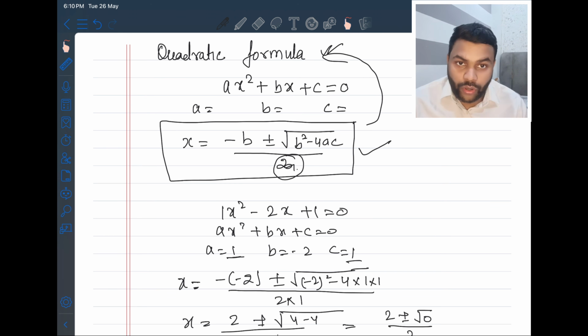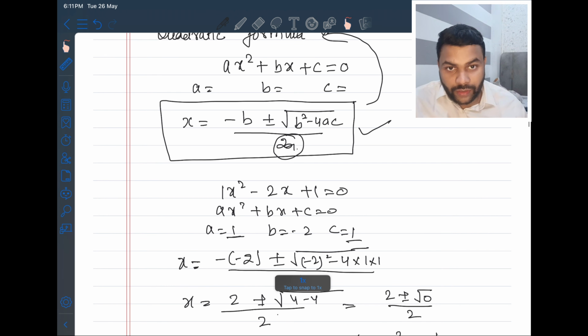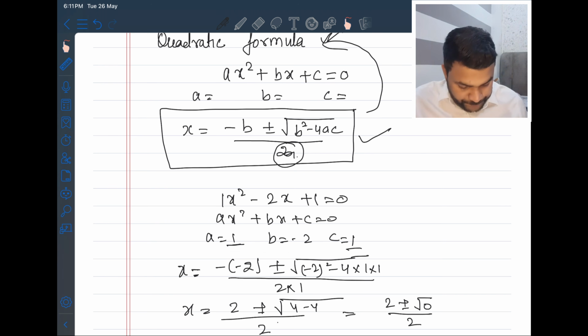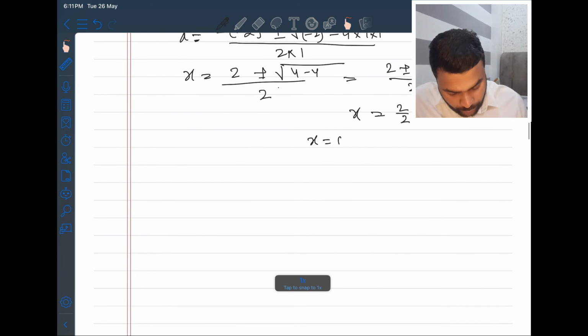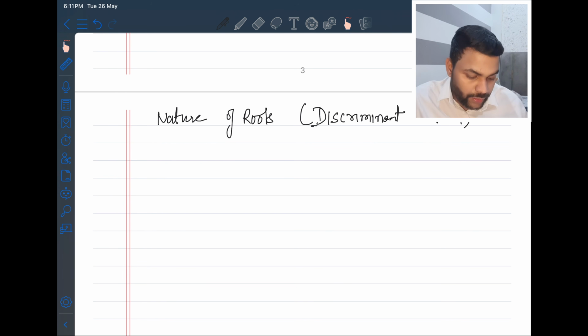We also call this formula the Sridhar formula. Both are the same, and we get the same answer from both methods, but the method is different. Okay, so we are going to discuss one more thing, the nature of roots, that is called the discriminant method.